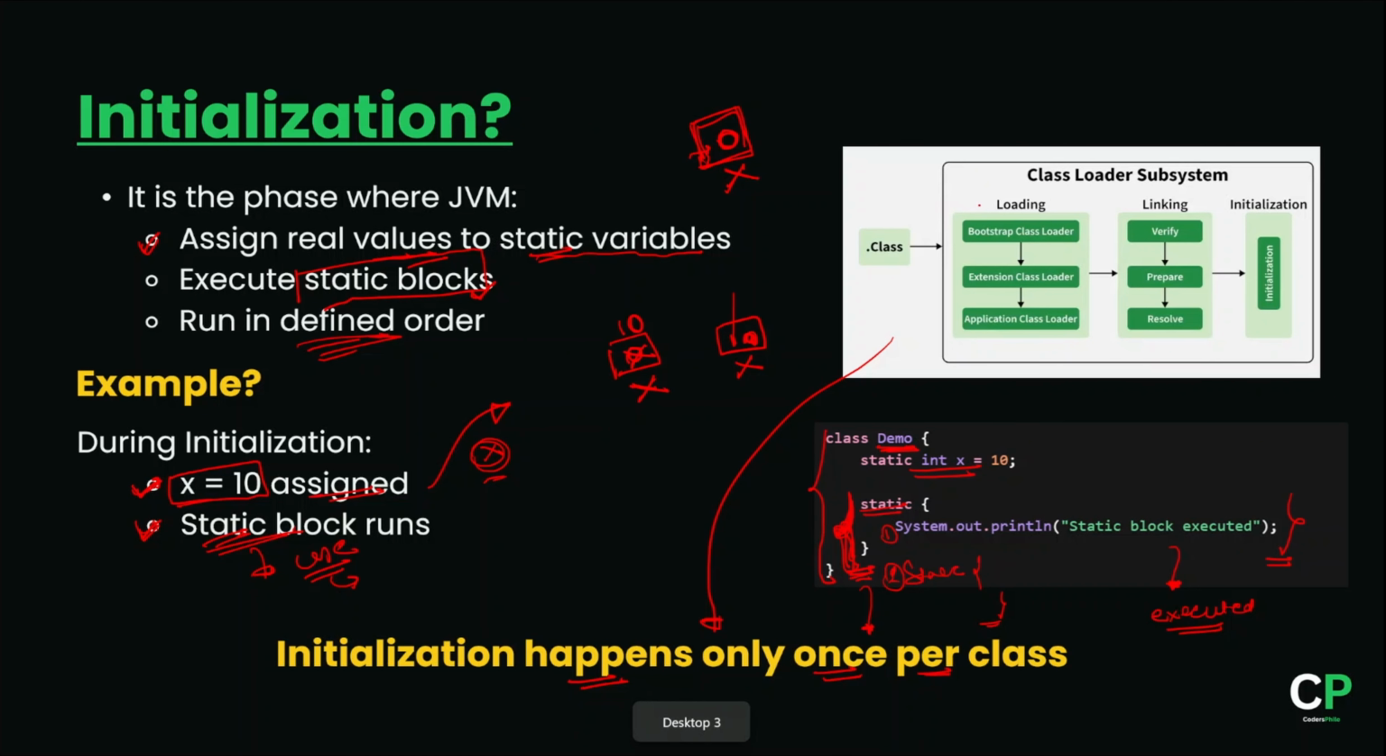In the class loader subsystem, there are 3 parts: loading, linking, and initialization. In the loading phase, the .class file is loaded into the memory. In the linking phase, there are 3 steps. First, the bytecode is verified, then memory is allocated for the static variables, and in the resolution phase, all the symbolic references are replaced with the actual memory addresses. Then in the initialization phase, the actual values are assigned to the static variables and the static blocks are executed. So in this way, the class loader subsystem ends here.